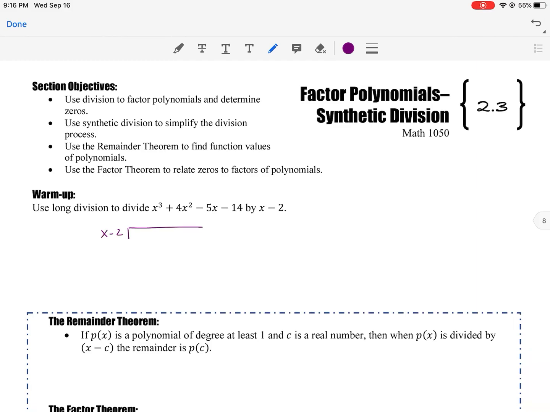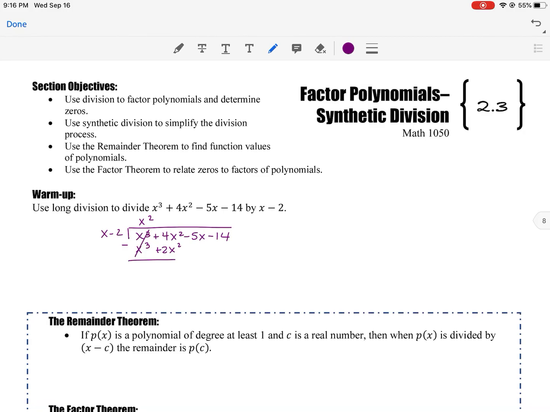So remember long division, put it on the outside, and then you say to yourself, well, what do I multiply x by to get x cubed? Well, I multiply it by x squared. And then you take x squared and you times it by both of those, so x squared times x is x cubed. X squared times negative 2 is negative 2x squared. And then remember, you are subtracting that, so you can think about it as changing both those signs.